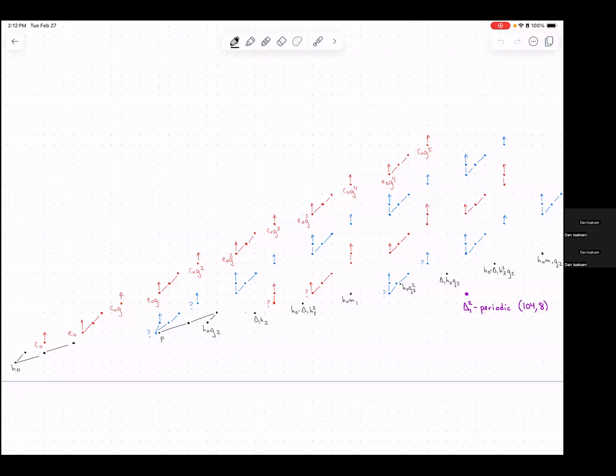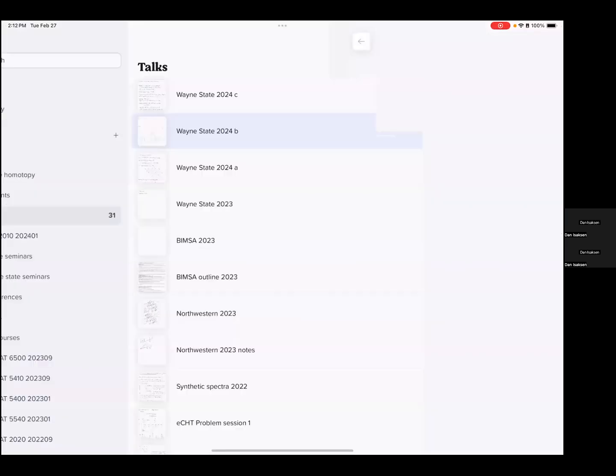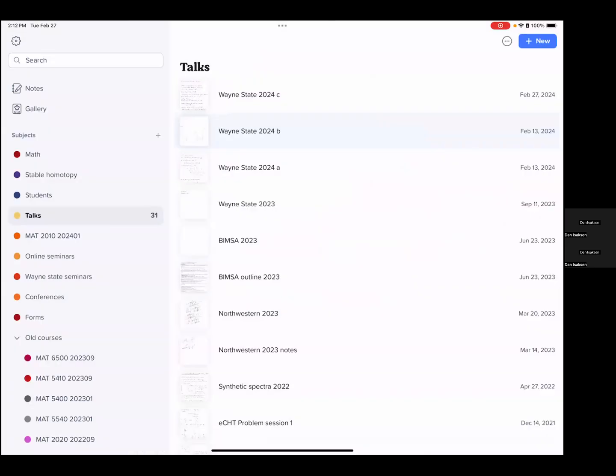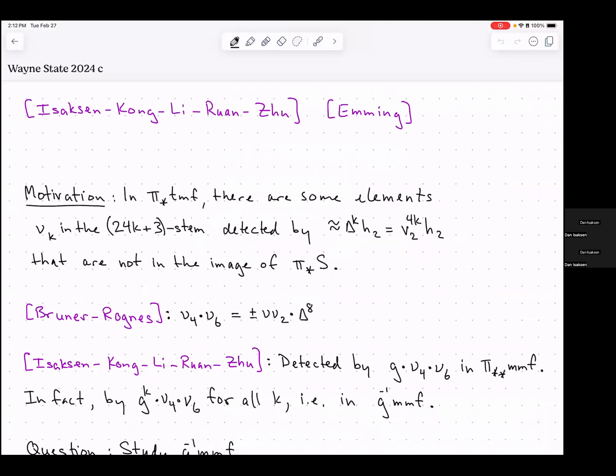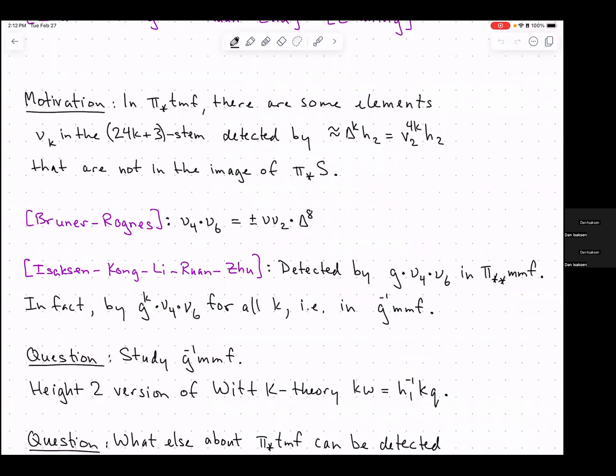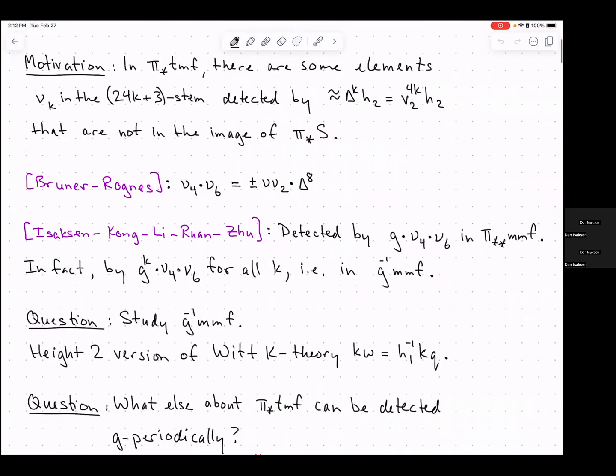Now let's get back to the actual talk. Okay. So the last time we met, I was making a case, talking to you about TMF, for the idea that one should study G-periodic phenomena in homotopy theory. That's a little bit weird because classically G is nilpotent, so there aren't any G-periodic phenomena classically, but motivically G is not nilpotent. And so you can make sense of that. And that's really what I'm talking about.